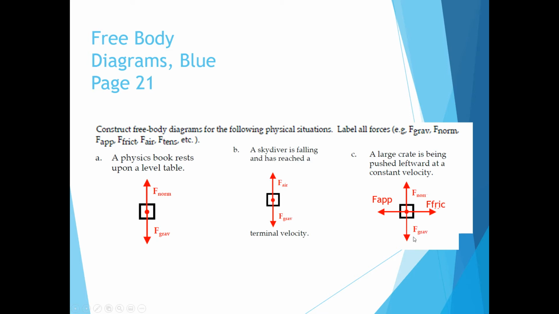So you'll have here a gravity and normal that are equal and opposite, an applied going to the left and a friction going to the right. So let's move on to the next line.